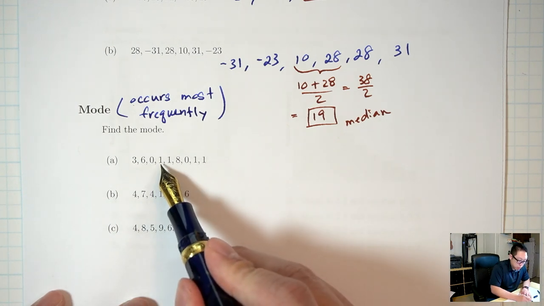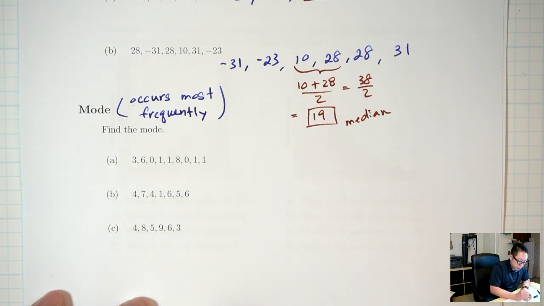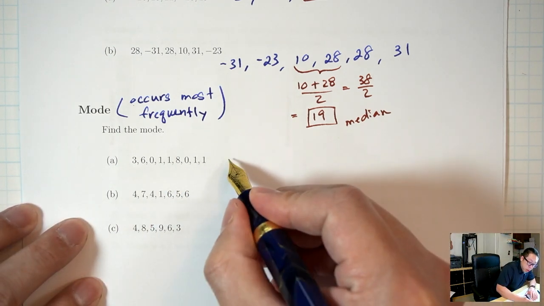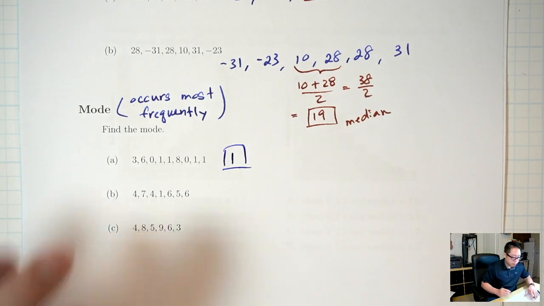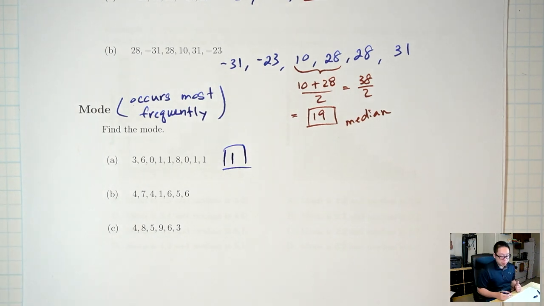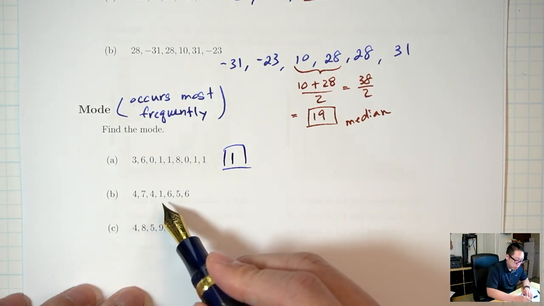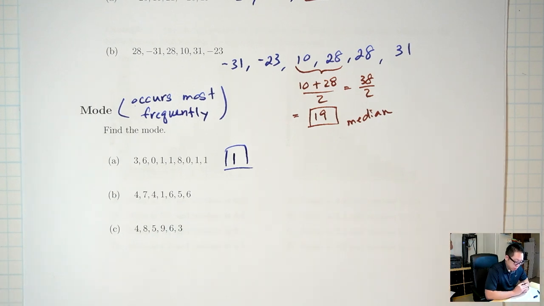I think it's one, right? So one occurs four times. So it's going to be one. Part B: 4, 7, 4, 1, 6, 5, 6. What data value occurs most frequently?